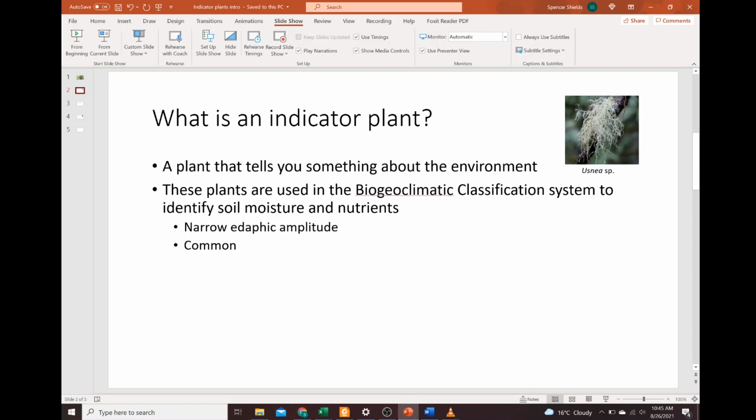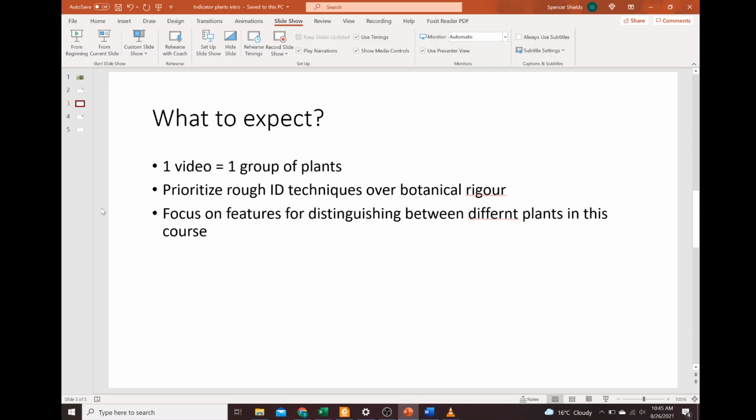And then these plants tend to be really common. These are plants that are found all over the place, because it wouldn't be very useful to have an indicator plant that you only find in one little site and that you never see. These are plants that if you're going out walking in the woods, you probably have a good chance of running into. All right, so what should we be expecting from the next series of videos?